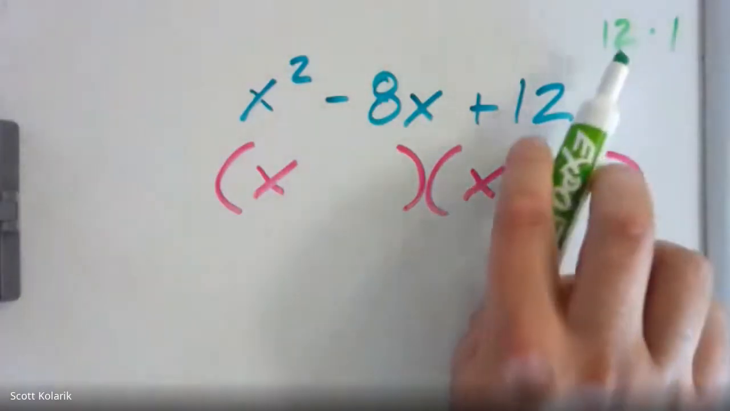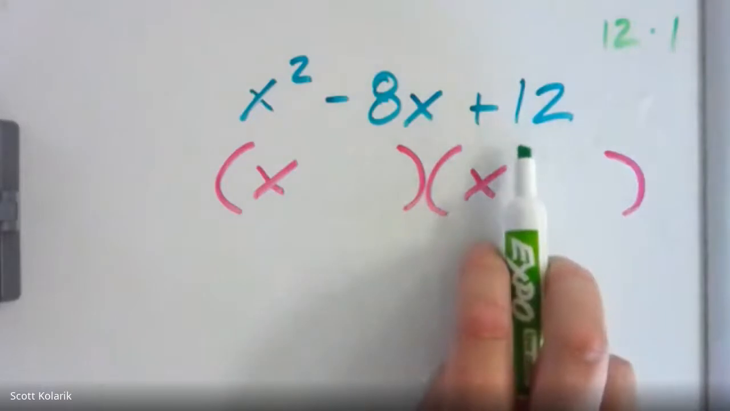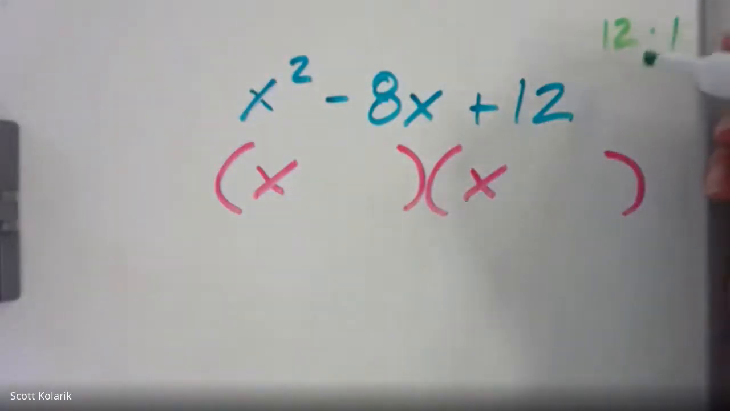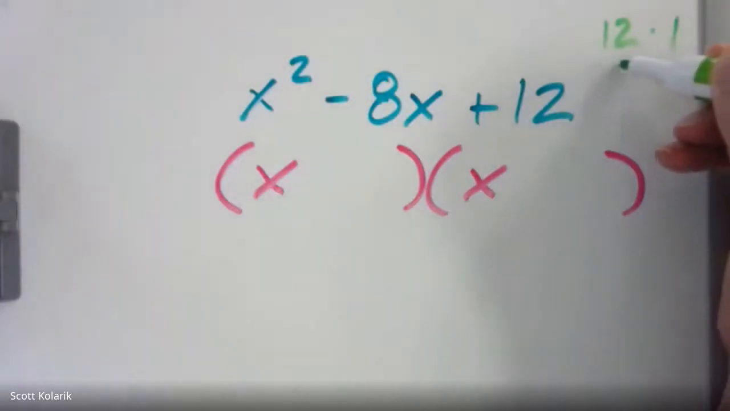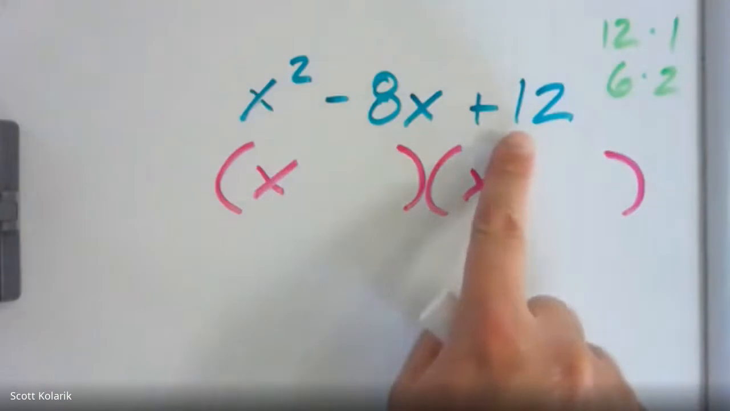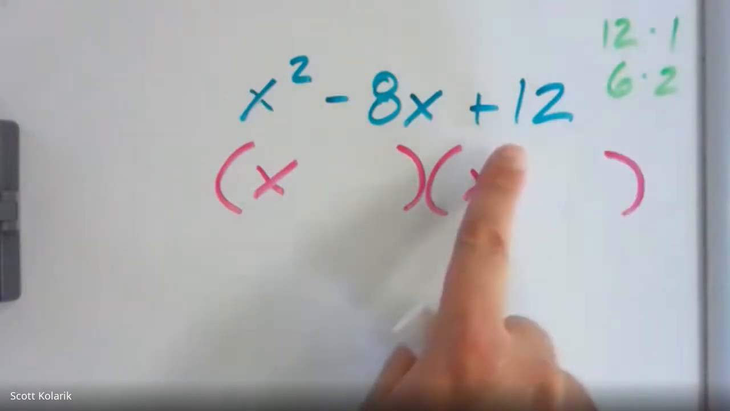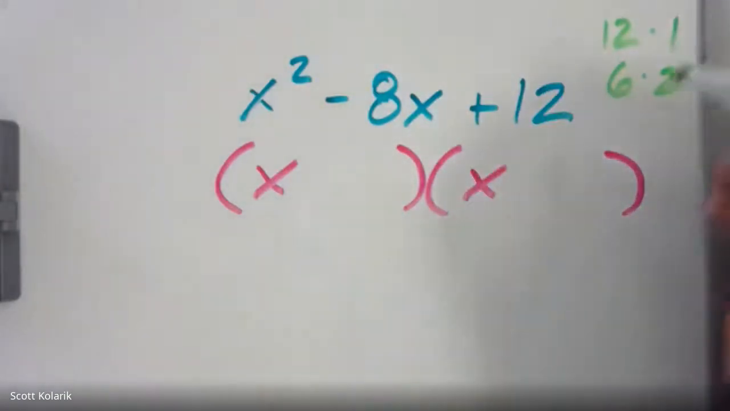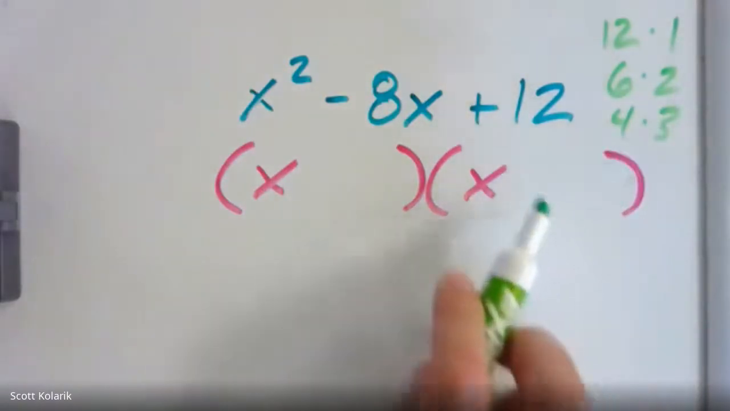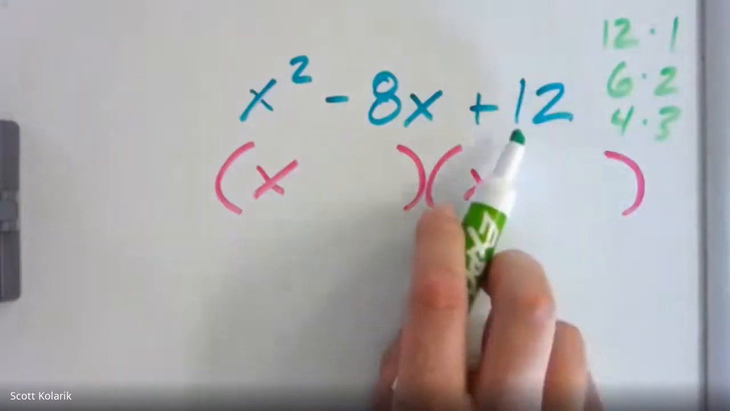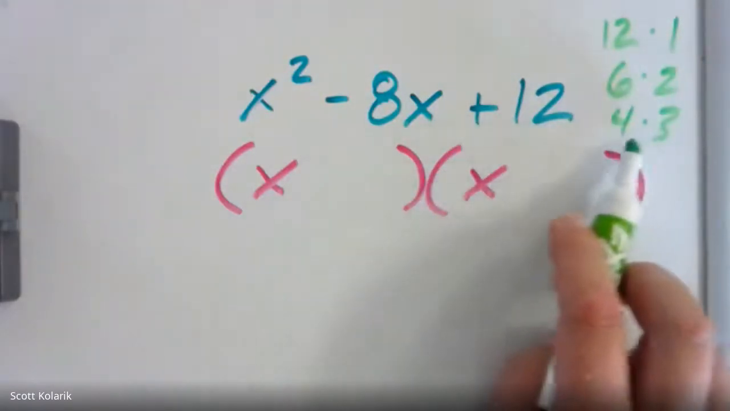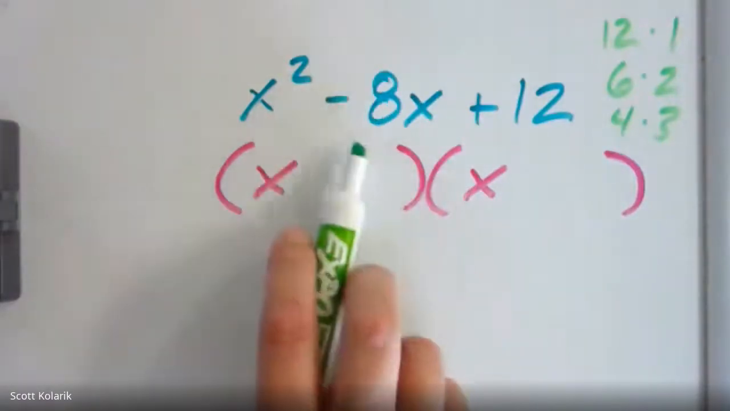And for the record, negative 12 and negative 1 can also multiply together to give me positive 12. Okay. I could also do 6 times 2. 6 times 2 gives me positive 12. Also, negative 6 times negative 2 gives me positive 12. And finally, 4 times 3, or negative 4 times negative 3. Any of these combinations will give me 12. But only one of these pairings will add in some way that gives me a negative 8.